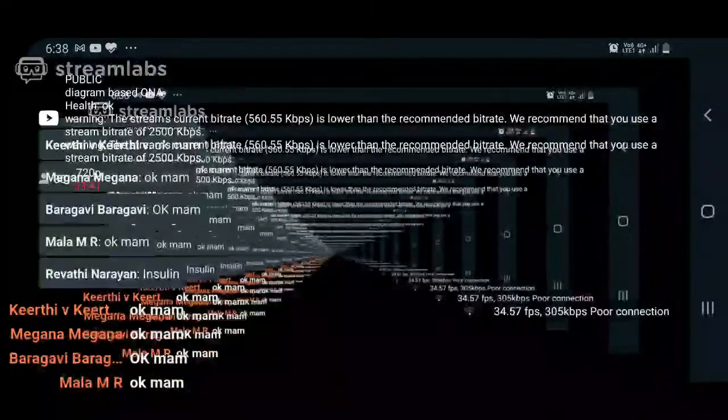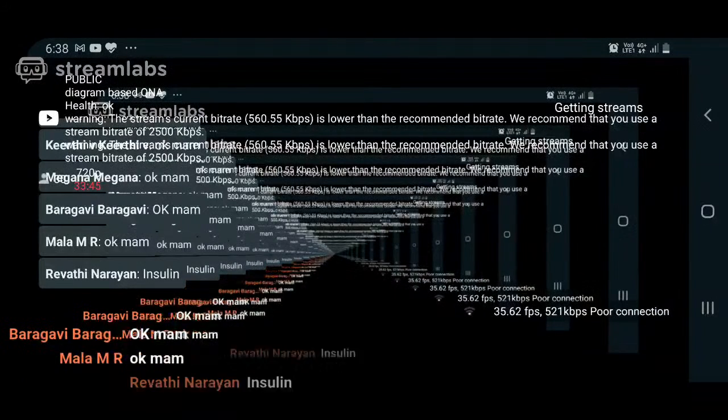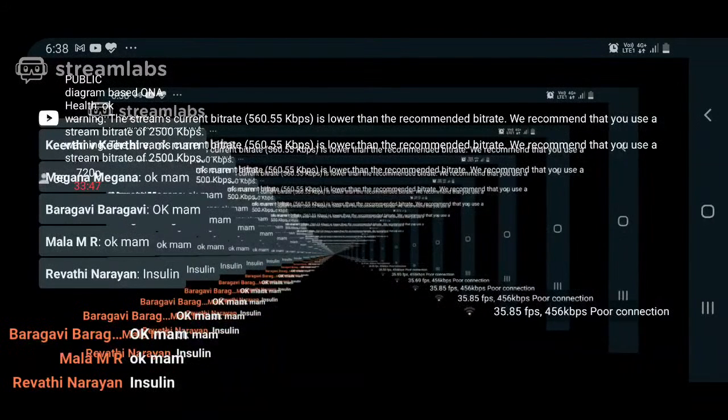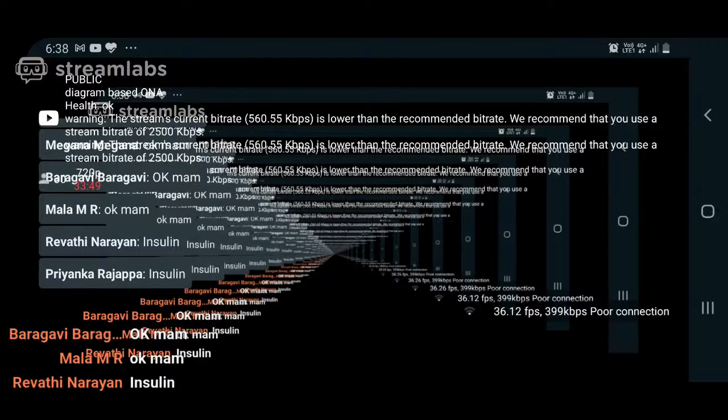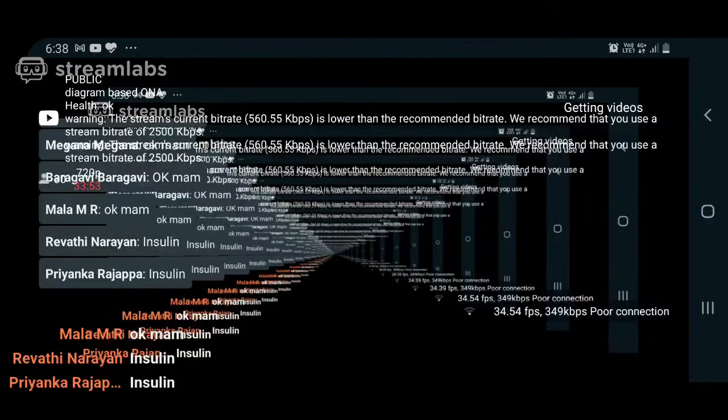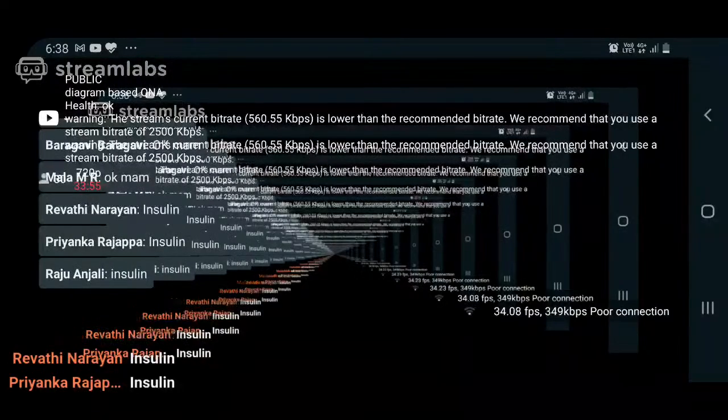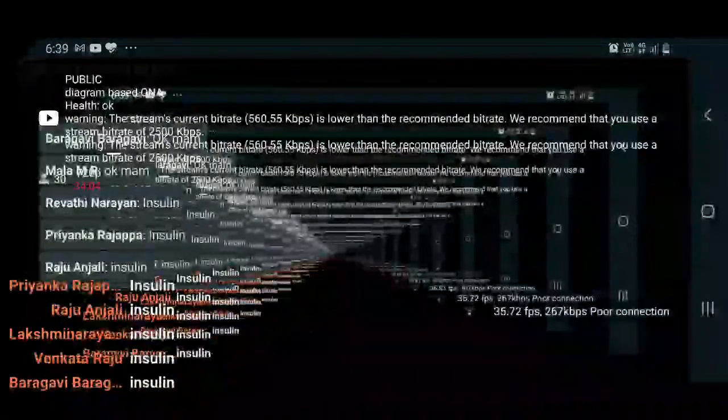Now tell me which is the hormone which controls the glucose level in the blood? Yes, Revati answered insulin. Insulin is the hormone which controls the glucose level in the blood. So Revati, Priyanka, and many of you all answered correctly. It is insulin. Very good answer.